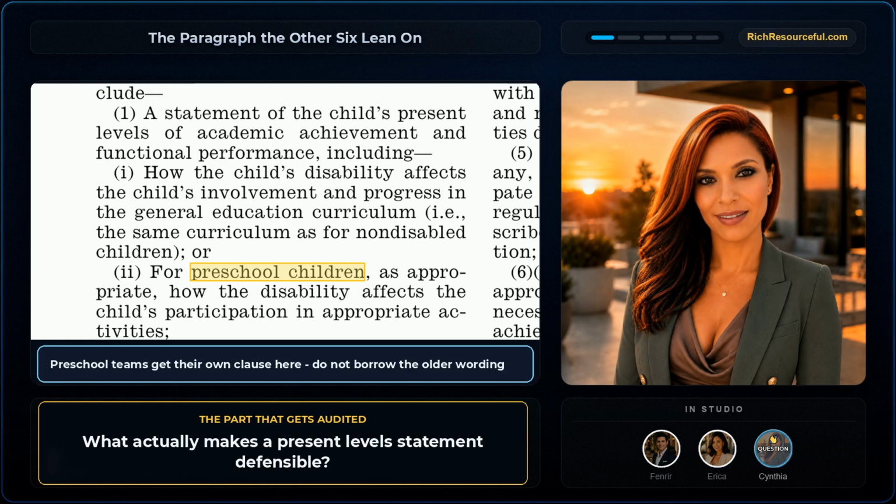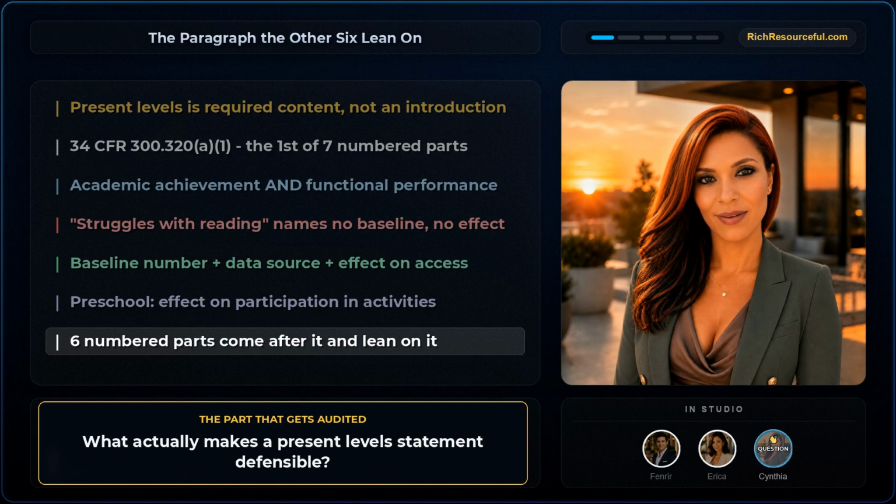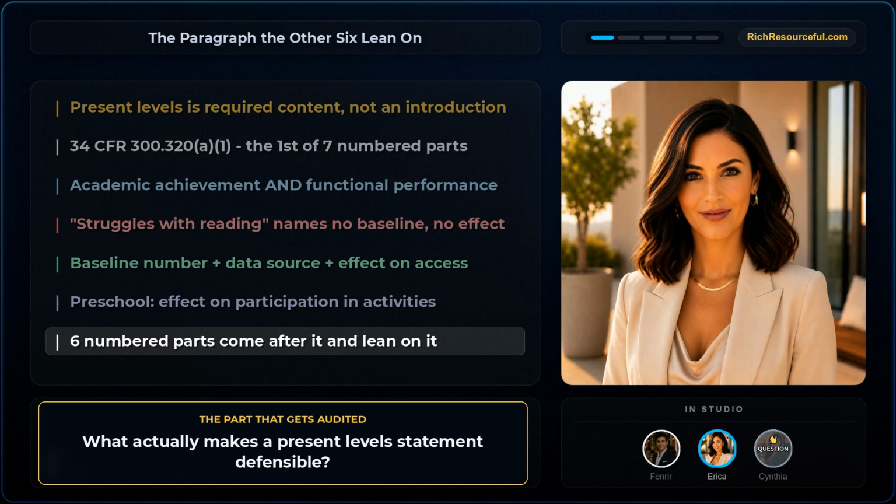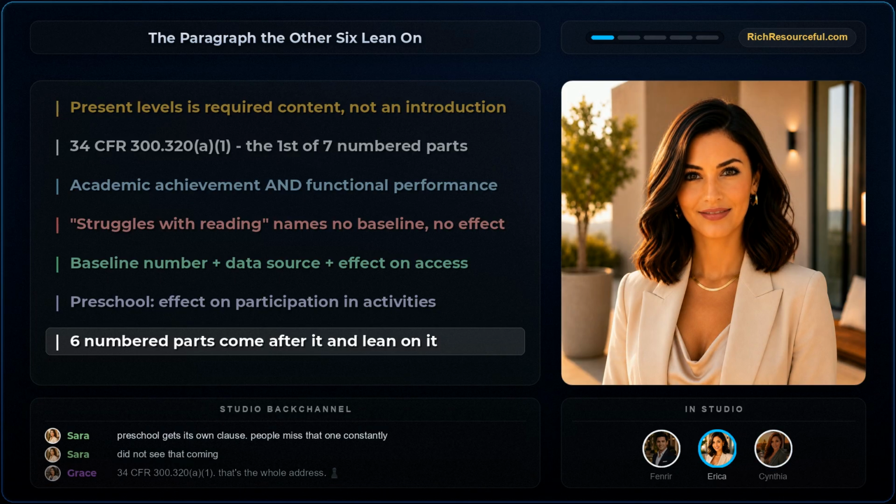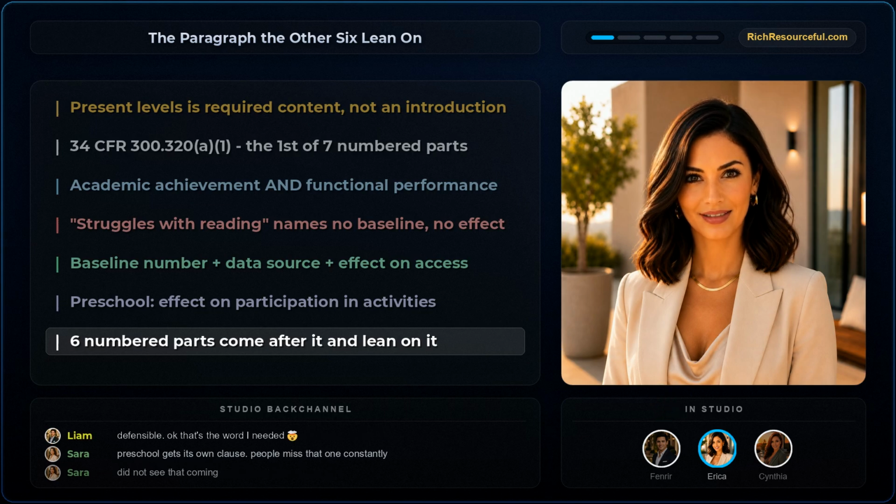6 numbered parts come after present levels and everyone leans on it. Somebody in the studio chat has beaten me to my own next line, so I'll take it. What actually makes a present level statement defensible? Defensible has a test, and it isn't tone. Could a stranger reading only this tell you what the child can do today, where that came from, and what it cost her in class? If not, you wrote a description.